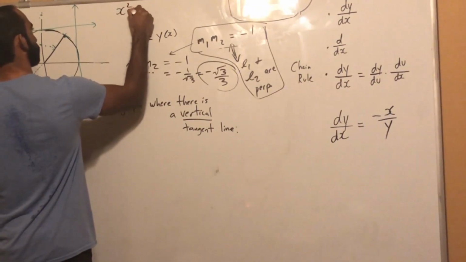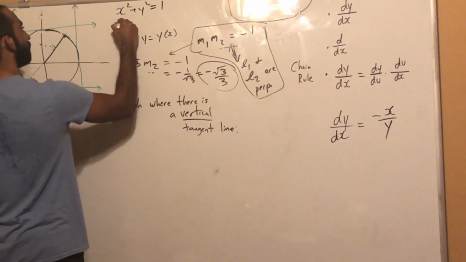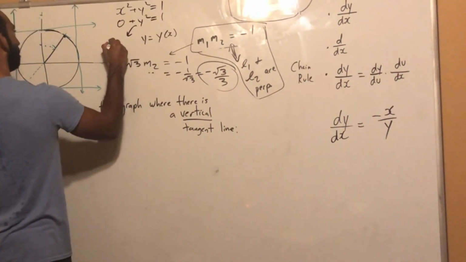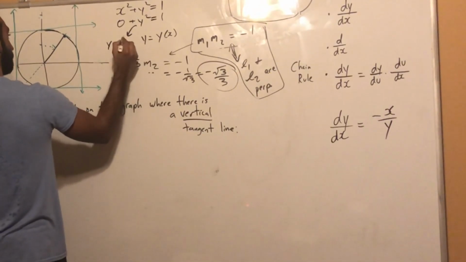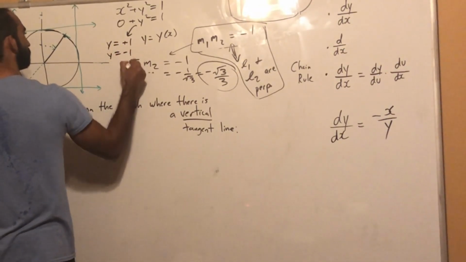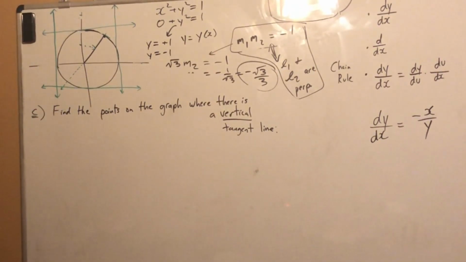X squared plus y squared is 1. If x equals 0, then 0 plus y squared is 1, and then y equals what? 1. 1 and? Negative 1. Yeah, plus 1 and negative 1. That's these two horizontal lines right there. Good.